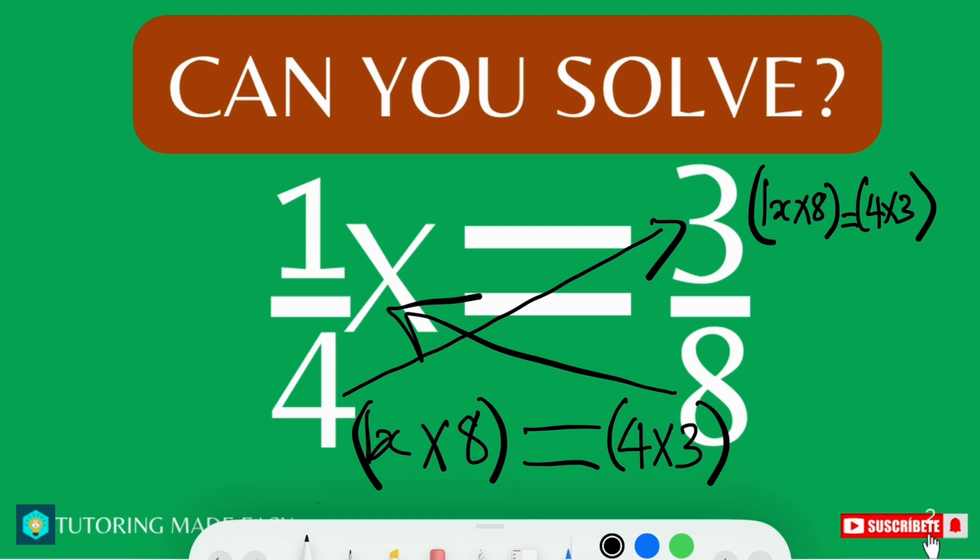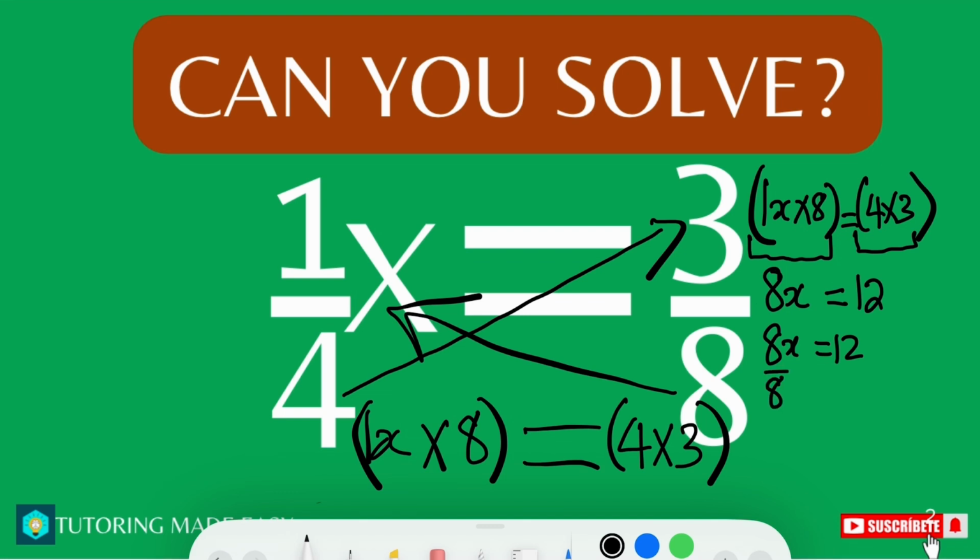Here, this 1x times 8 is going to give us 8x. We introduce our equal to sign, and this side, which is 4 times 3, gives us the usual 12. From this step, it is clear that we are going to divide both sides by 8. So we have 8x, which is equal to 12, and we divide here by 8.